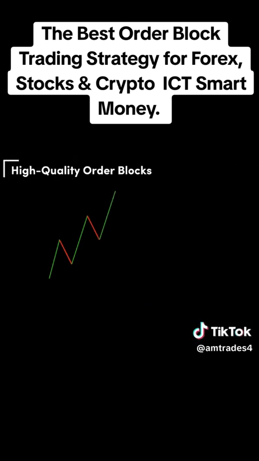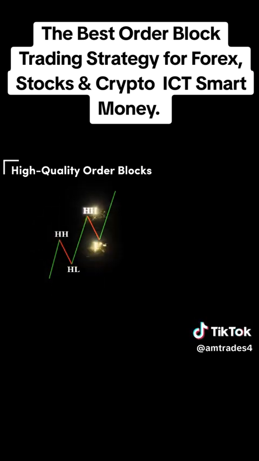So, what makes an order block high quality and worth trading? The answer can be found in its alignment with market structure. In a strong uptrend, price moves by forming a series of higher highs and higher lows.